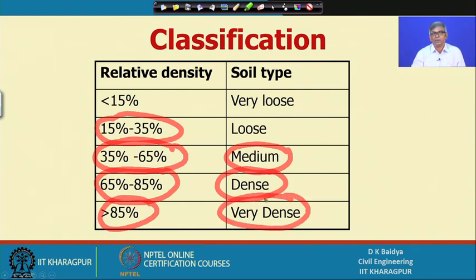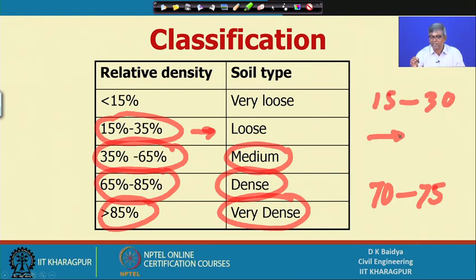In fact, achieving a state beyond very dense is very difficult. Another thing is the amount of effort required to improve the relative density. Suppose you increase the relative density from 15 to 30, and compare that with another case, changing from 70 to 75. The effort required here will be much bigger than there. That means on the looser side, improving the soil requires comparatively less effort, but on the denser side, improving by 1 or 2% requires extremely high effort.